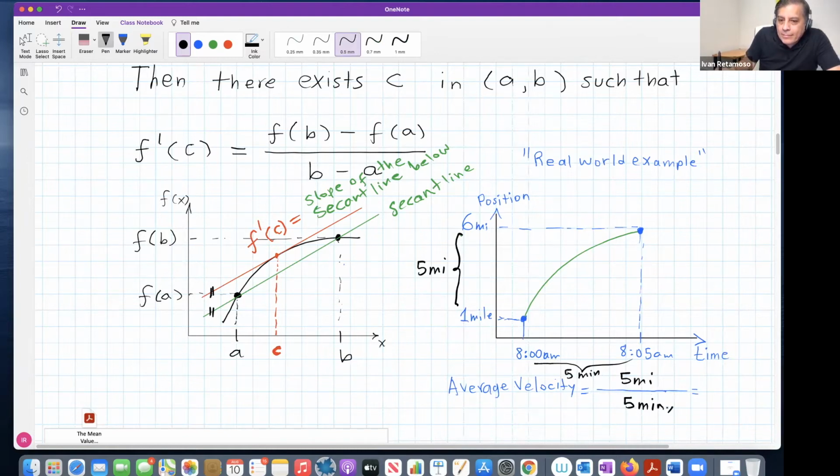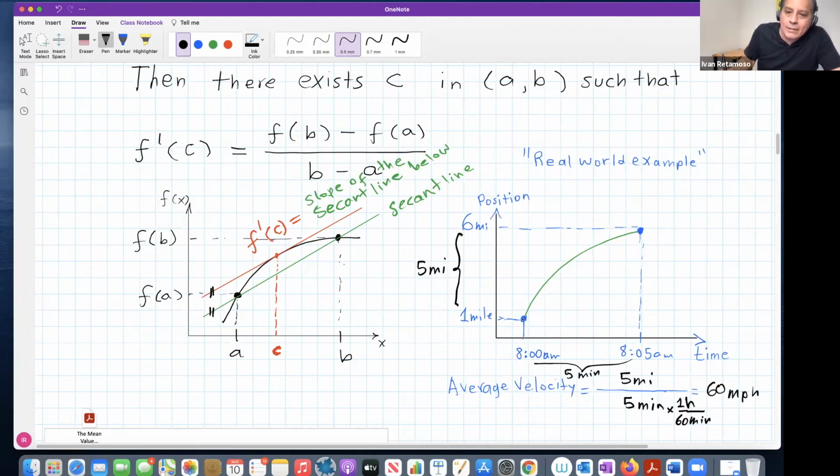But remember, if I want to convert these minutes into hours, so I can get something in miles per hour, I have to multiply by this factor, 1 hour over 60 minutes. If you simplify all this in the calculator, this will cancel with this, 60 gets inverted here. This is 60 miles per hour. 60 miles per hour, right?